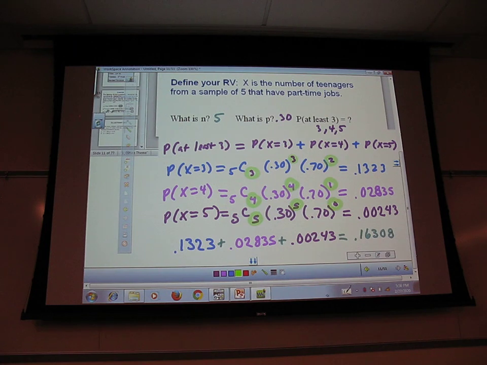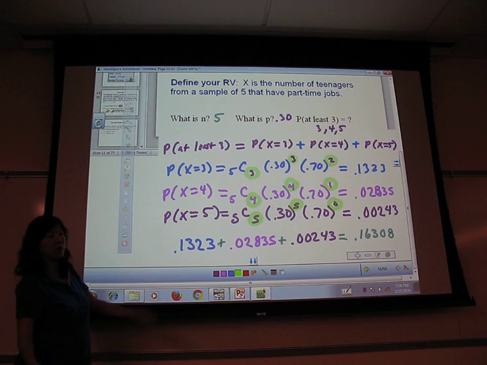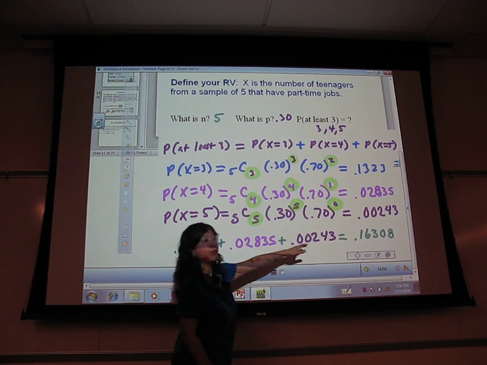Good. Remember, those are the only things that change. Perfect. And then, what did you do at the end? And then at the end, add them all up, because at least 3 means it could be 3 or 4 or 5.